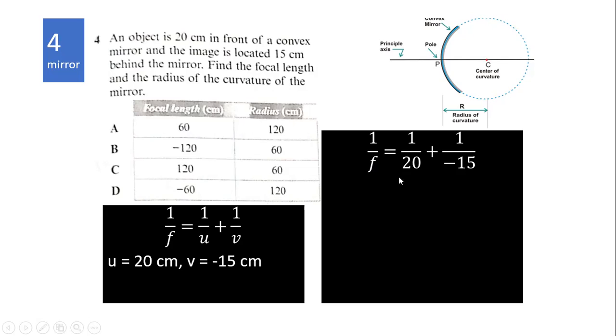1 over F is 1 over 20, minus 1 over 15. Okay, so use your calculator. You should be able to get 60 cm. And radius of curvature is double, 2F, it's 120. Answer is donkey. Okay.